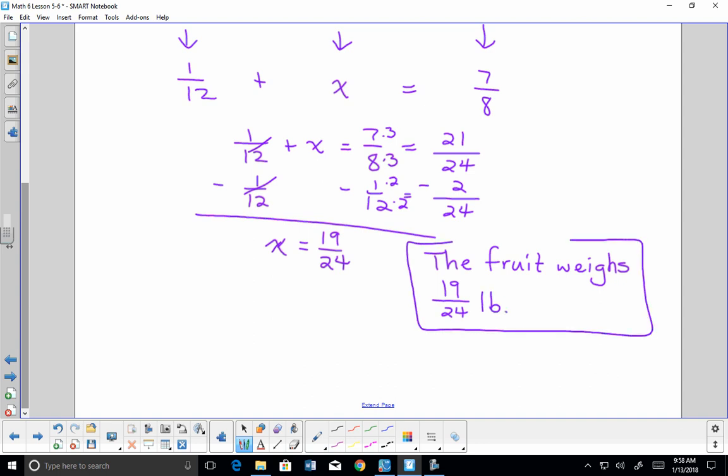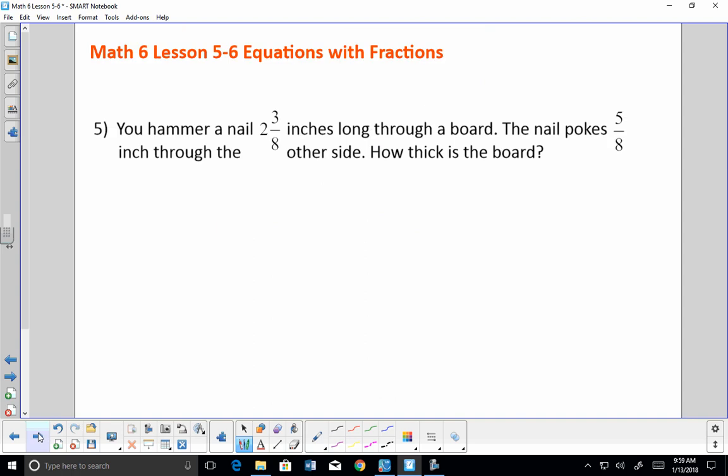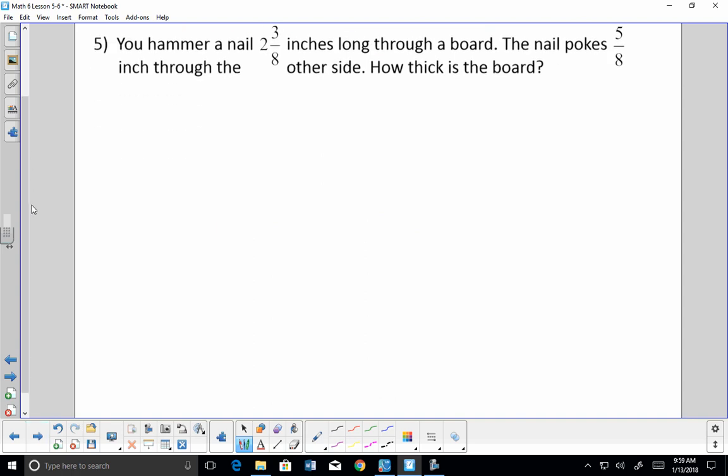All right, let's look at our last problem. You hammer a nail 2 3/8 inches long through a board. The nail pokes 5/8 inch through the other side. How thick is the board?